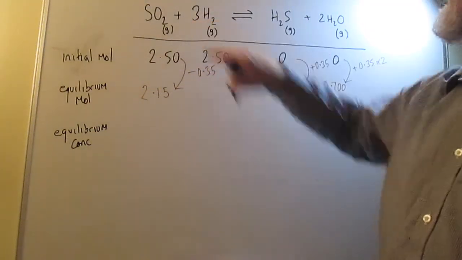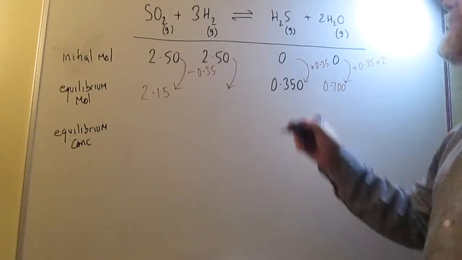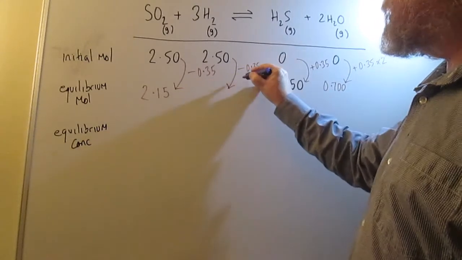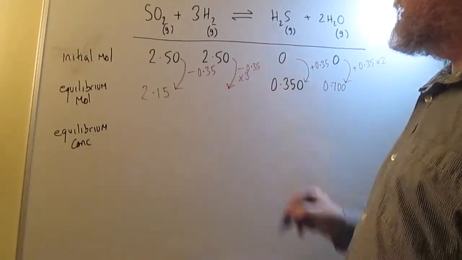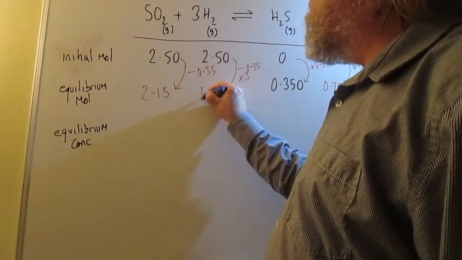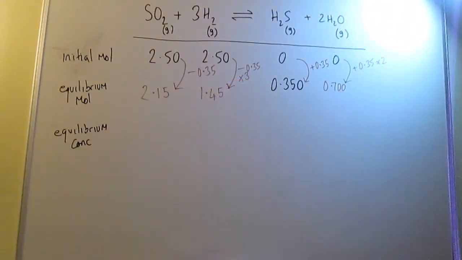Now the hydrogen, we've got to take account of the 3. So that's going to go down as well, but it's going to go down by 3 times as much. So that's going to go down by 0.35 times 3, which is 1.05 moles, and so that's going to go to 1.45 moles. So that's all very efficient and easy if you use this recipe.